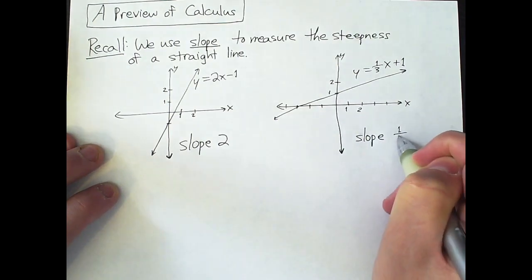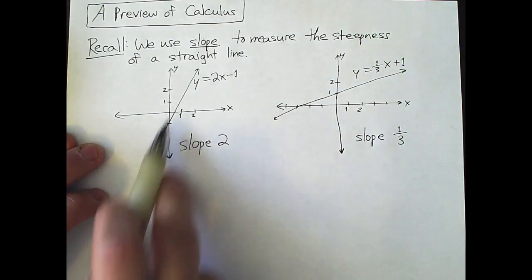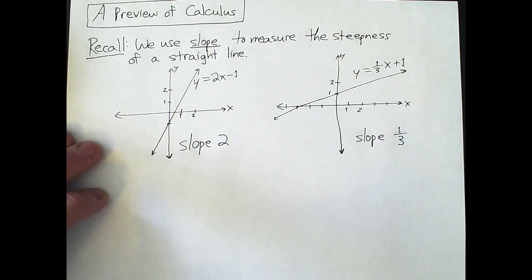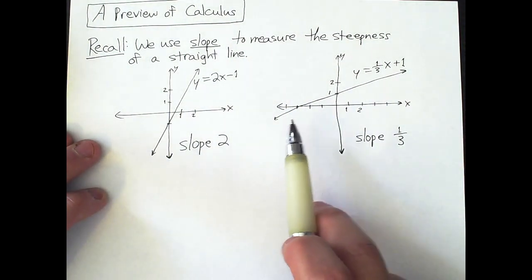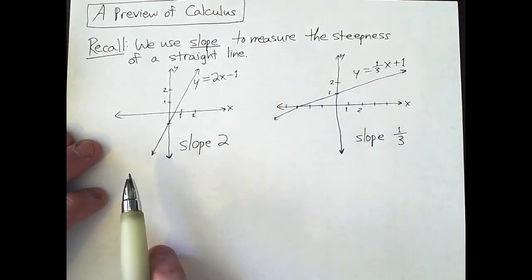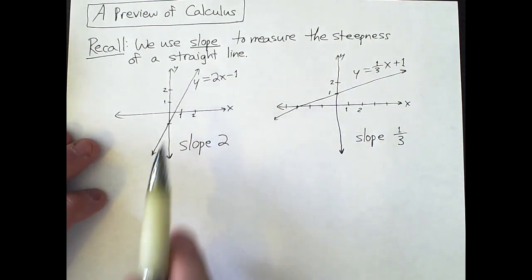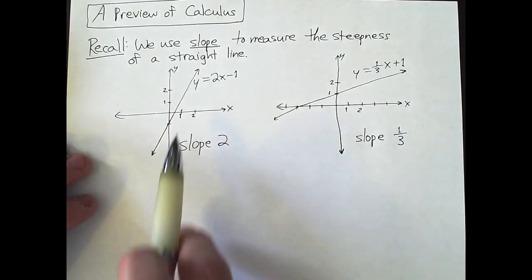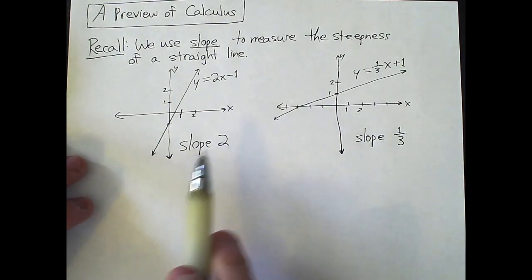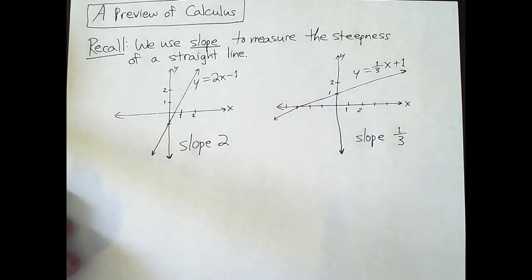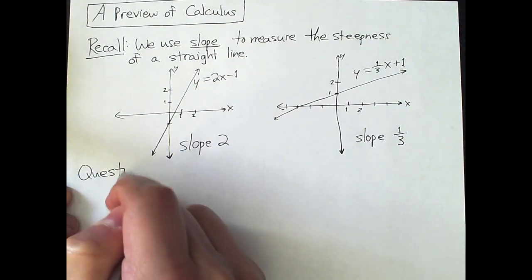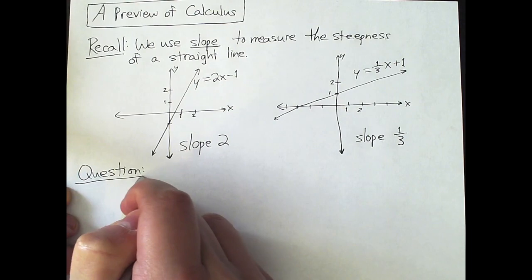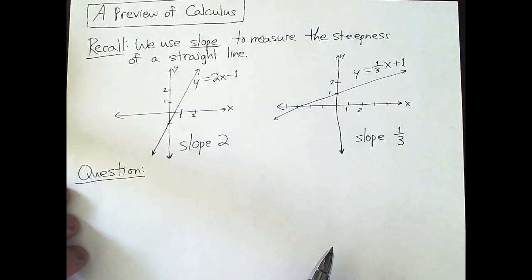And I think that the larger the slope is, I would say the steeper the incline, right? It's sort of like the one that has a slope of 1/3 looks like a hill that you could walk up, but the one that has a slope of 2 looks like a mountain that would be hard to climb. So the larger the slope, the steeper the line is. Now that's not calculus, but here's a question that will kind of lead us towards calculus.